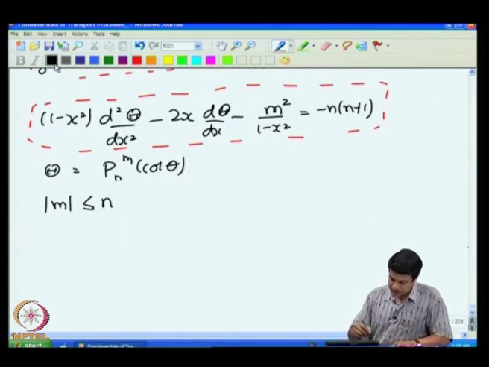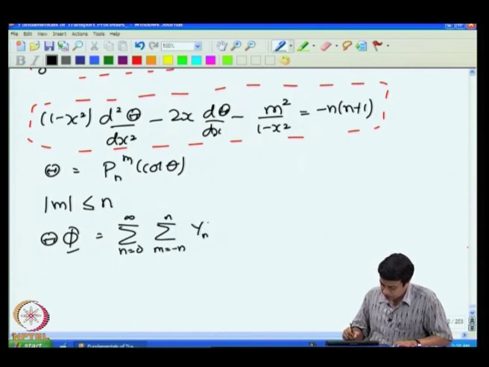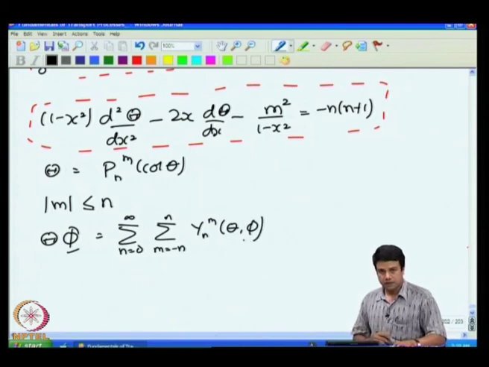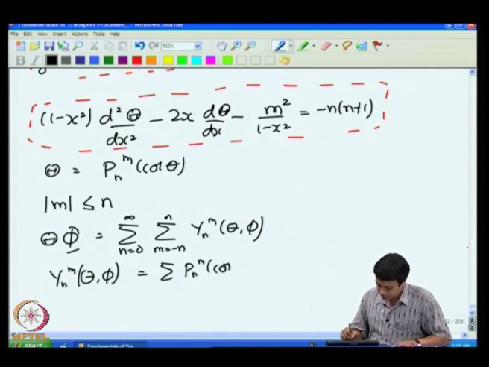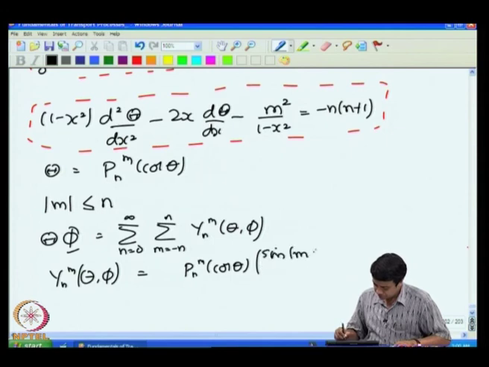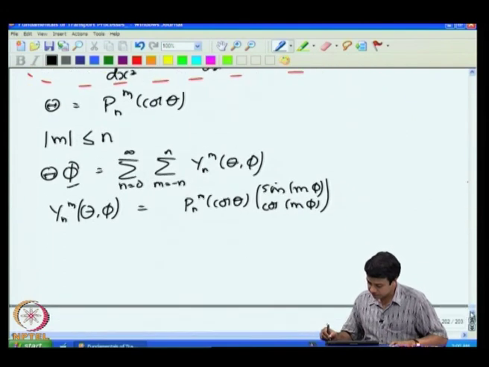And therefore, the solutions for theta and phi are often written as the sum n equal to 0 to infinity, summation m equal to minus n to plus n, Y n m of theta phi, where these spherical harmonics are combinations of P n m of cos theta as well as sine and cosine functions, in such a way that these spherical harmonics also satisfy orthogonality relations.